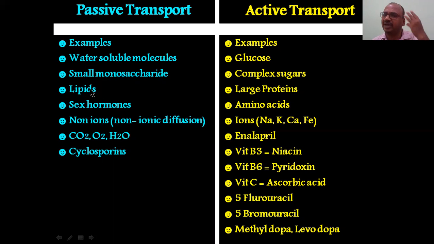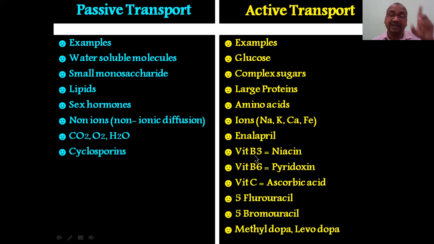So sex hormones, mainly cortisol and all, these hormones are all made up of lipids only. Cholesterol, that you know very well. So that's why the link is automatic. Lipids, sex hormones, non-ions, carbon dioxide, oxygen, gases, water, since it is a natural process where equilibrium is achieved. Cyclosporin, a very good example. Here you can see ions, here non-ions, exactly opposite.